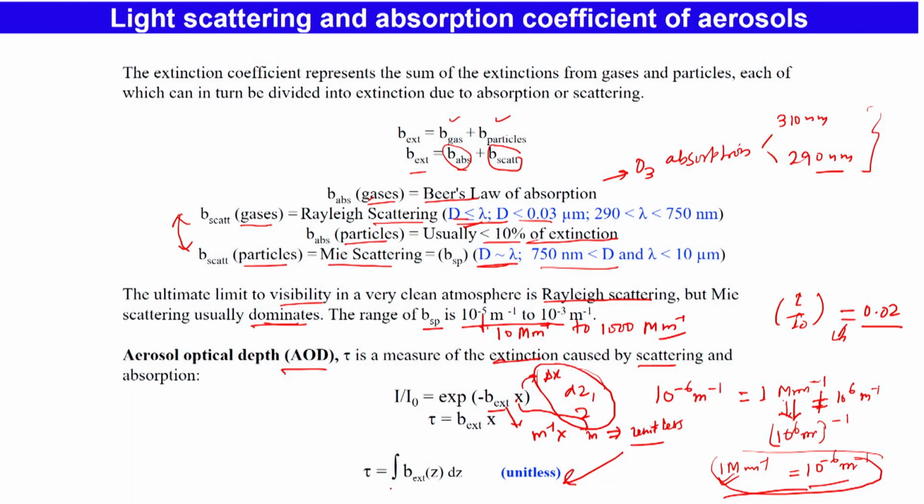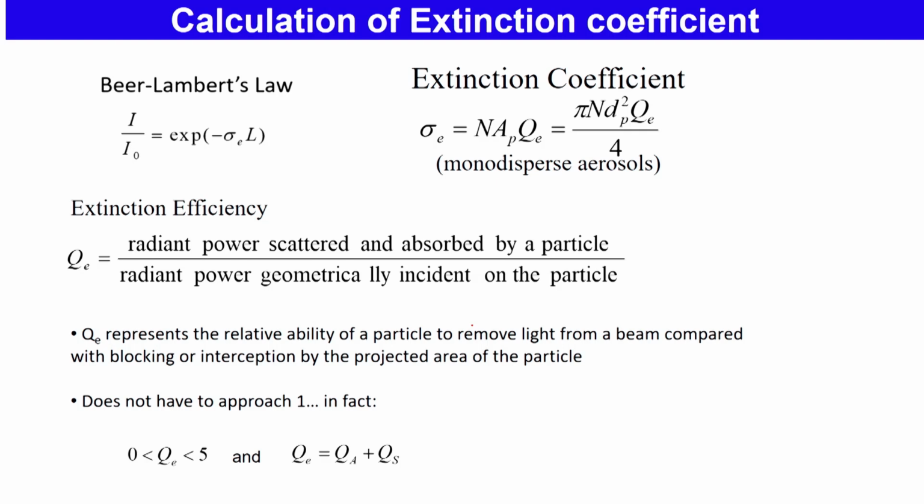So we define tau as B extinction times x, or you can put the integration of B extinction, which is a function of height, dz, where z varies from 0 to z. You can remember this, and that is how aerosol optical depth is defined. In a column of thickness z, you consider how much solar radiation is attenuated because of the particles and gases. Coming back to this equation, as I said, this is B extinction and L is actually x. So do not be confused, several times it is written with different terminologies.